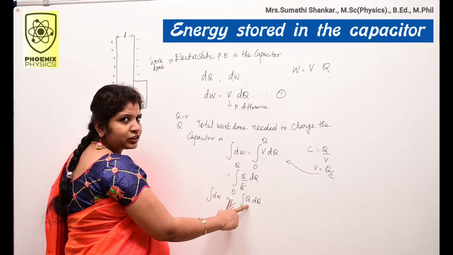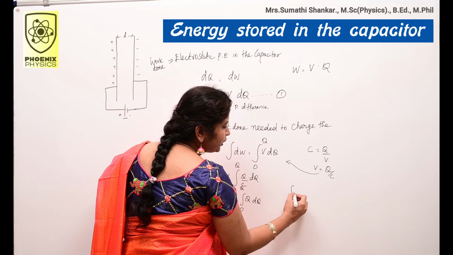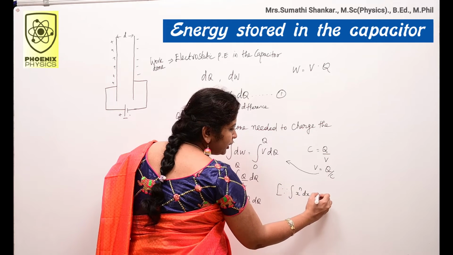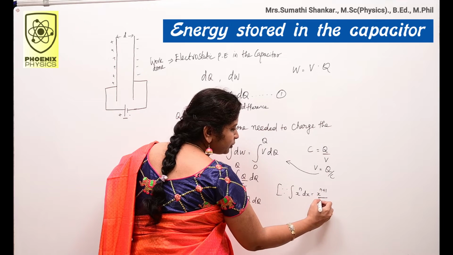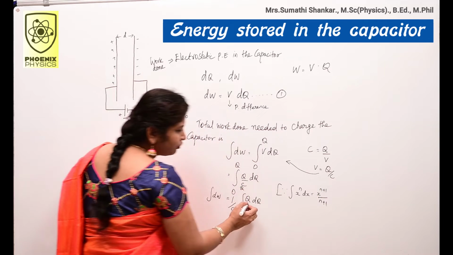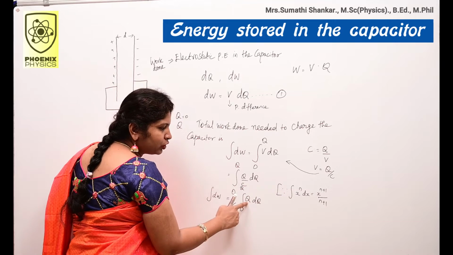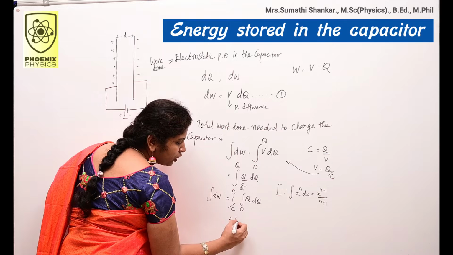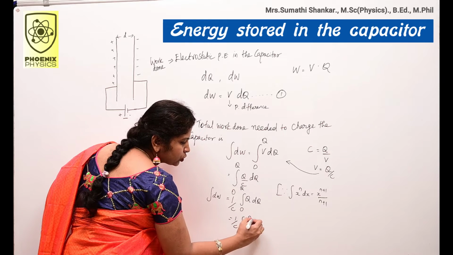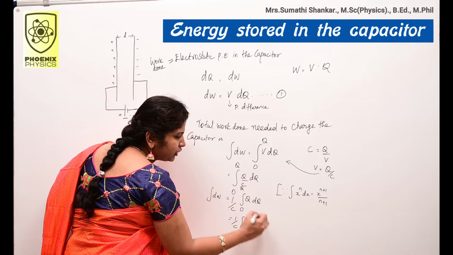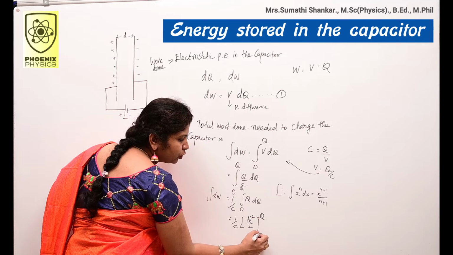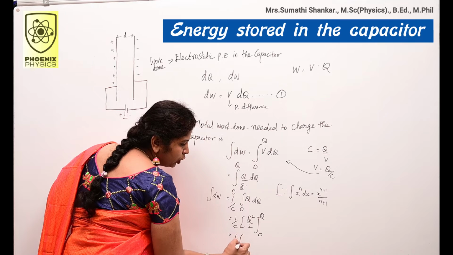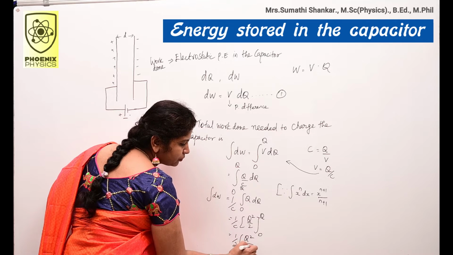How do you solve this integral? By using one formula, integral of x to the power n dx is nothing but x power n plus 1 divided by n plus 1. Apply the same formula here. Instead of x I have q, instead of n I have power 1. So you can write it as 1 by C, here Q square by 2. Apply the limit. Upper limit is Q, lower limit is 0. So finally you can get 1 by 2 Q squared by C.